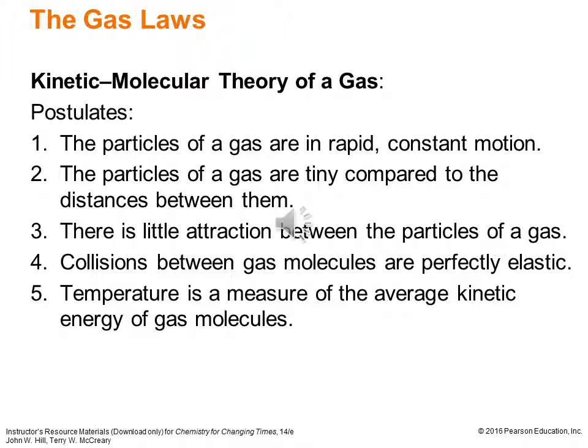are one, the particles of a gas are in rapid constant motion, so they're moving so quickly and moving so randomly that they're not able to attract each other very much. The second postulate, the particles of a gas are tiny compared to the distance between them. So again, the pictures don't usually do this justice because the particles themselves are so small and the space in between is so large. The third postulate, there is little attraction between the particles of gas.